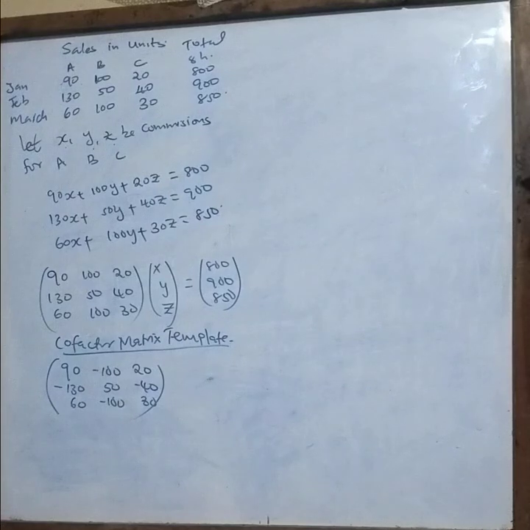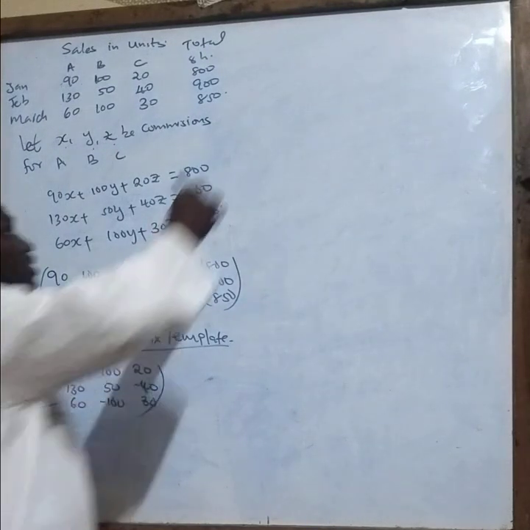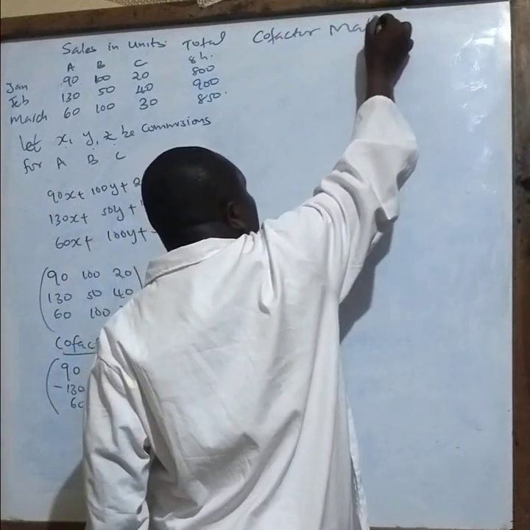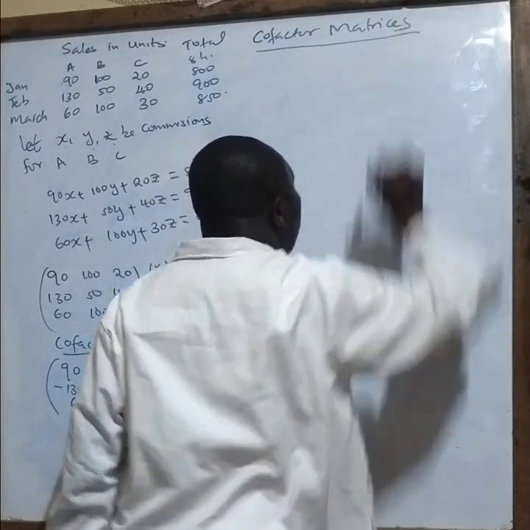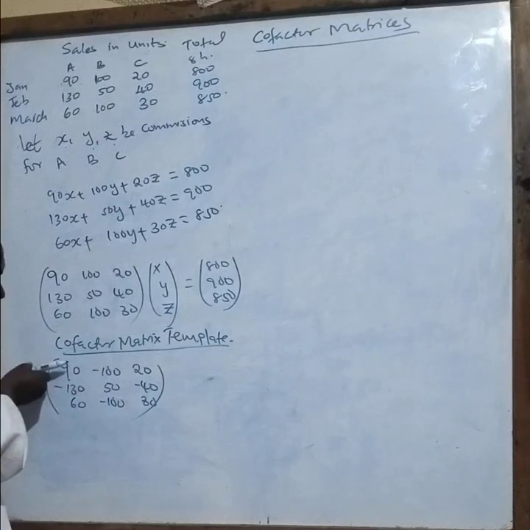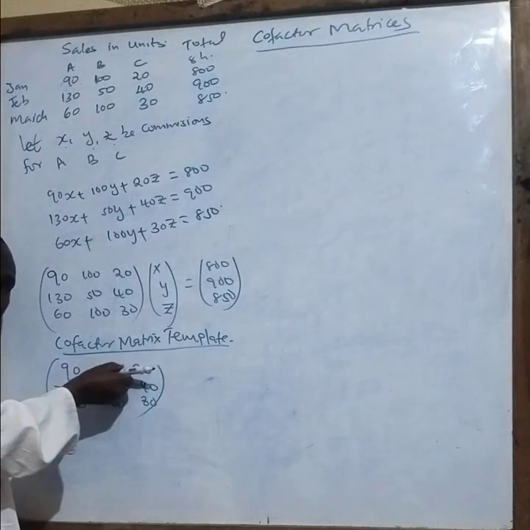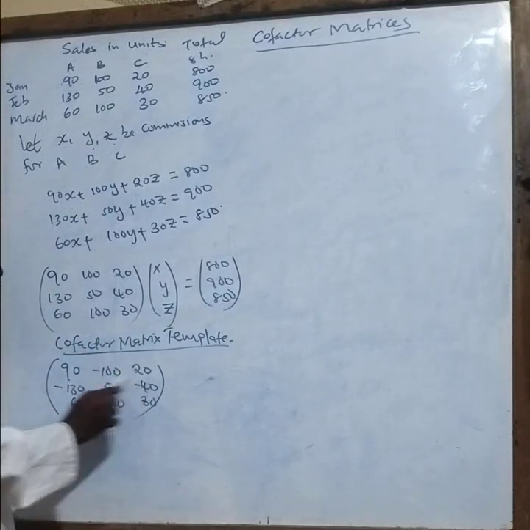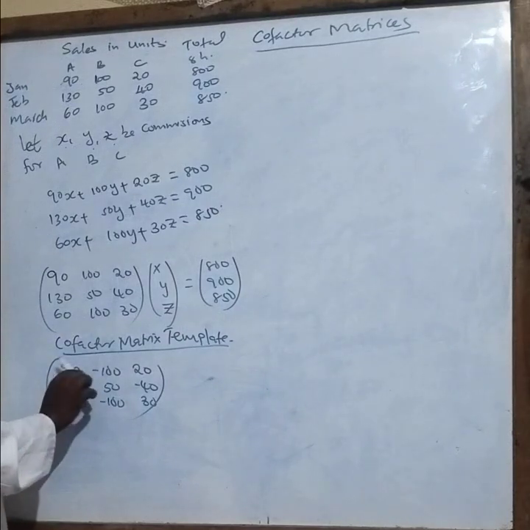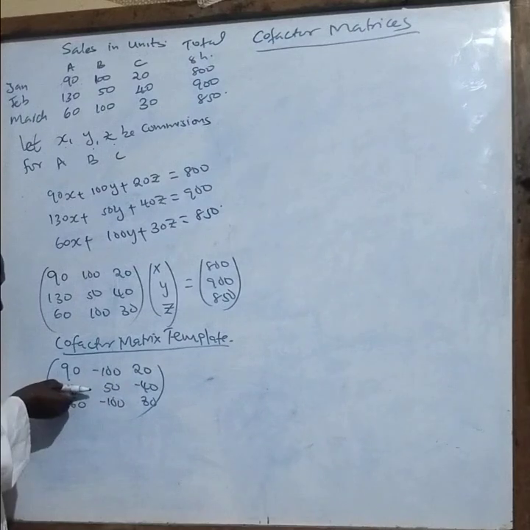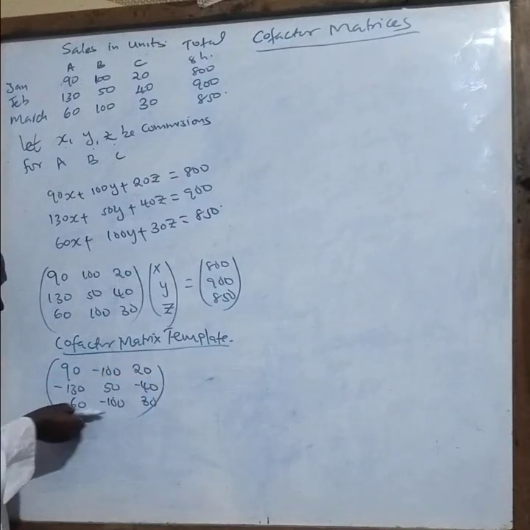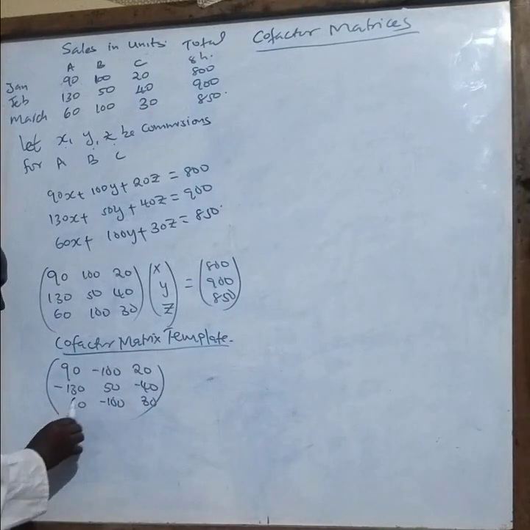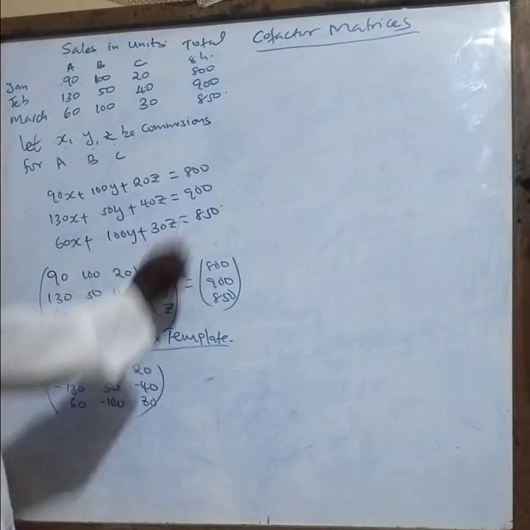Immediately after this, what do you do? Develop your cofactor matrices. I hope you have now mastered the cofactor matrices. You close the entire first row, then you play with the columns. Once you have closed this one, you close also this. Then you go to the second, you close this. So this one is already closed. We have 130, negative 130, 40, and 60, and 30. You close this one. So what is remaining is negative 130, 50, 60, and negative 100. Then you post them there.